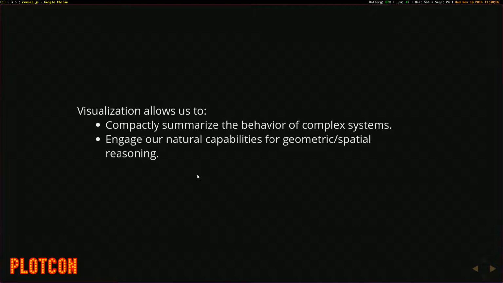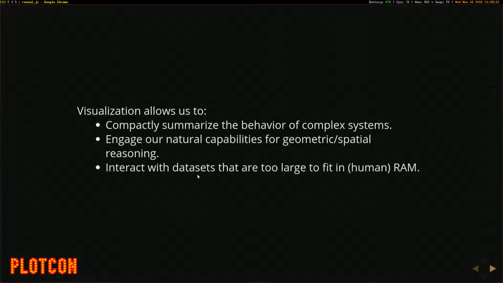So summarizing briefly, visualization allows us to compactly summarize the behavior of complex systems. It allows us to engage our natural capabilities for geometric and spatial reasoning. And it allows us to interact with data sets that are too large to fit in human RAM.